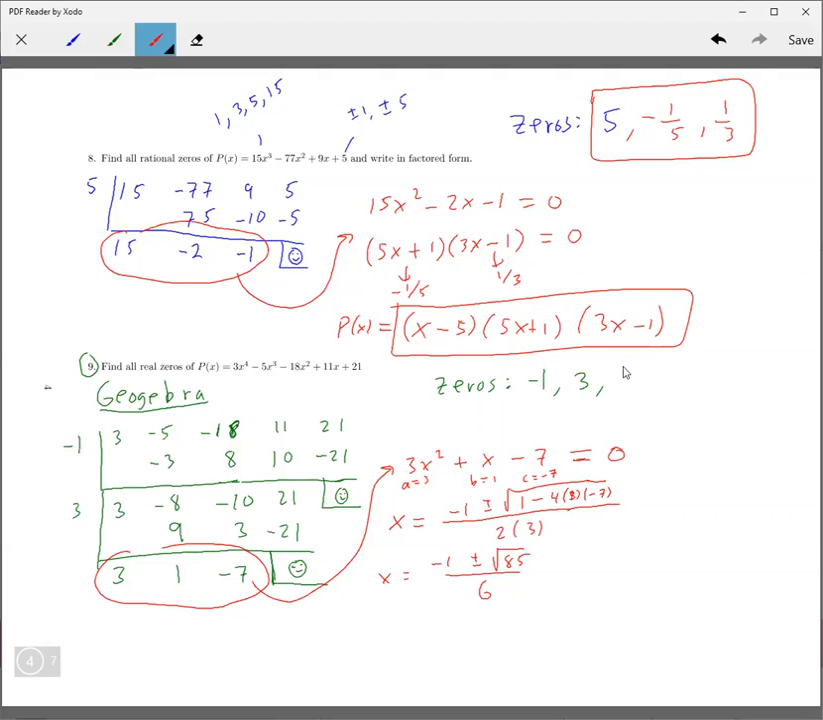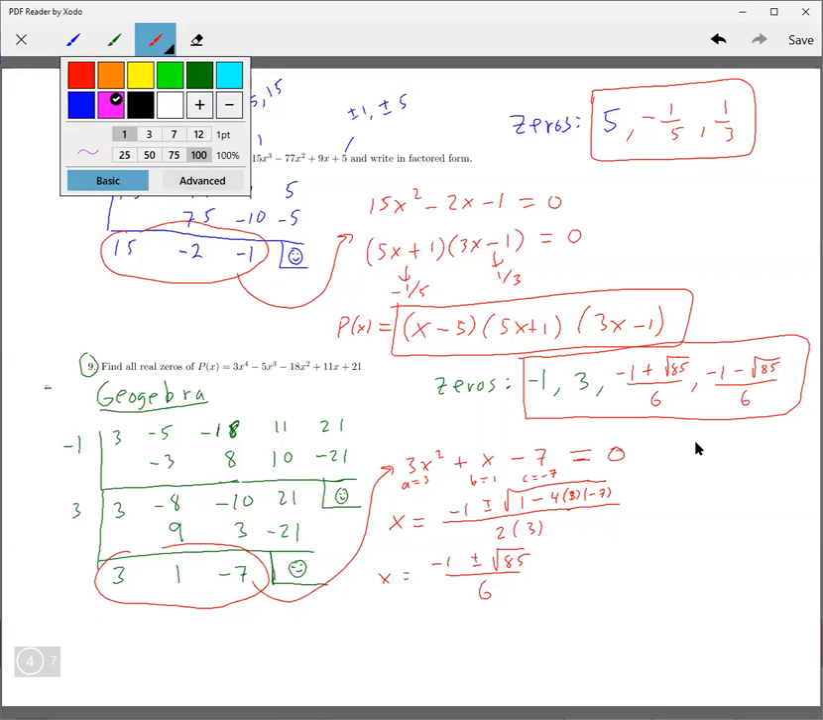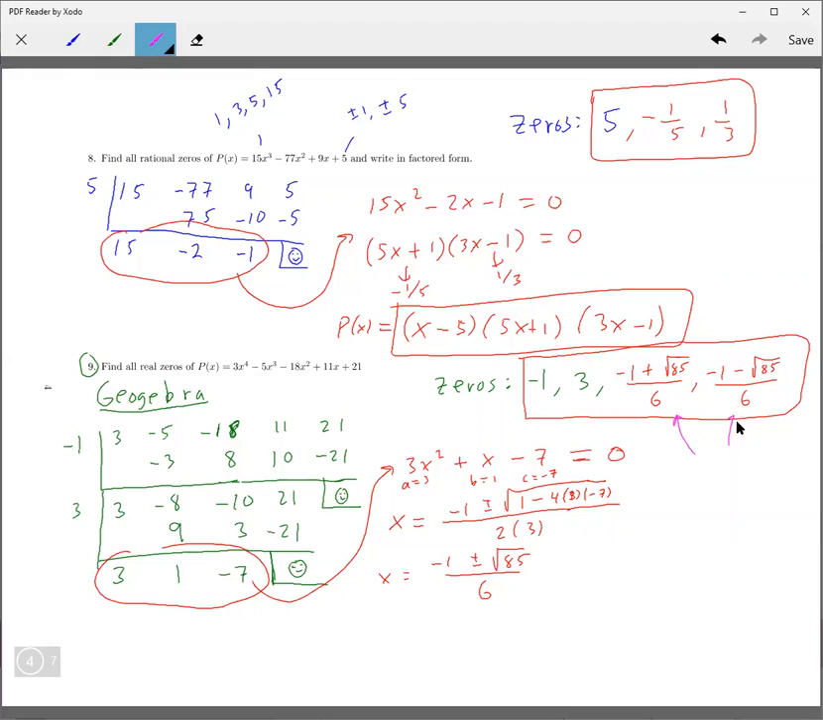Okay, so those are our other two zeros. So we have -1 plus the square root of 85 all over 6, and then we have -1 minus the square root of 85 all over 6. Now by the way, these two zeros are irrational. So in the list of possible rational zeros, these would never come up in any of those lists. Yet they are zeros of the function.